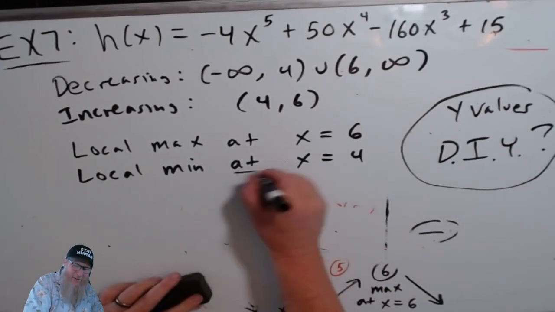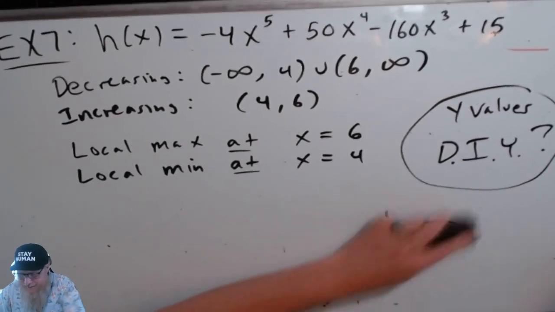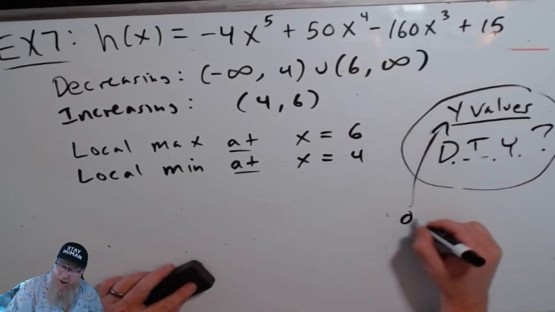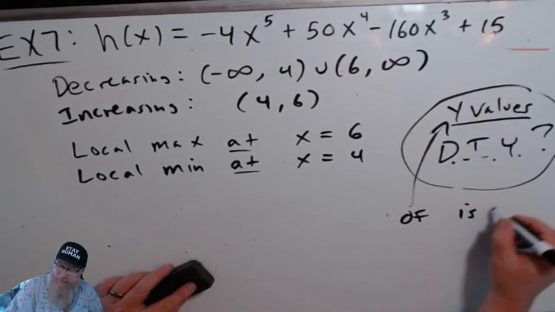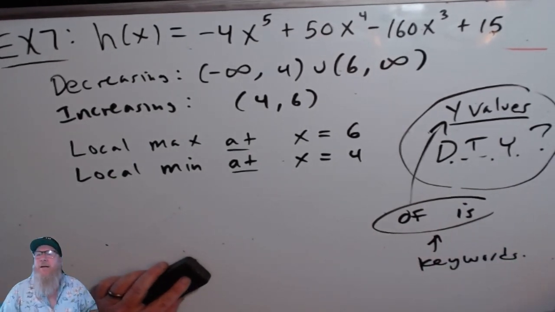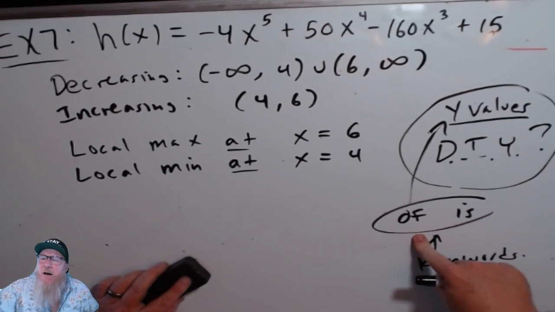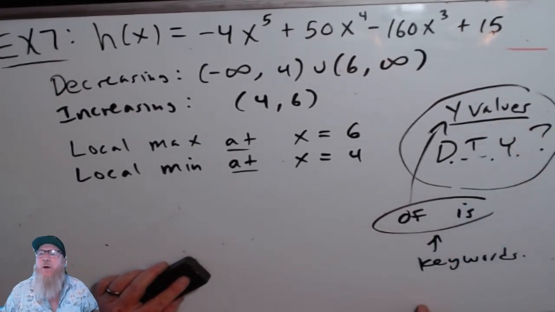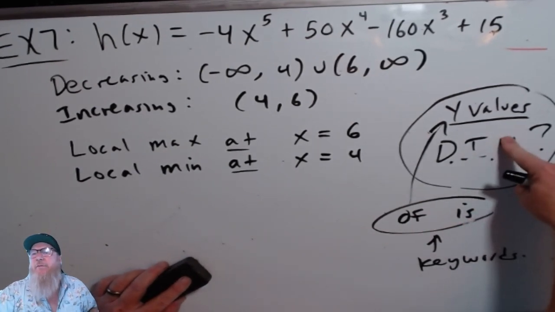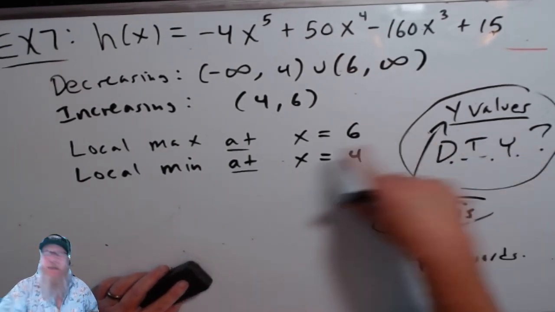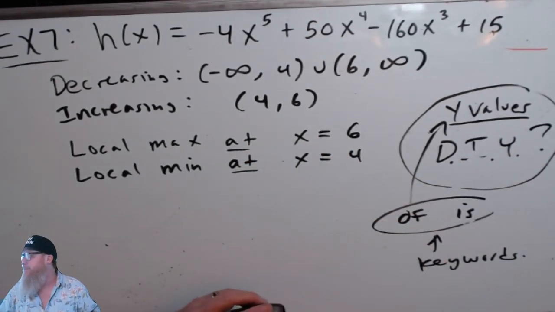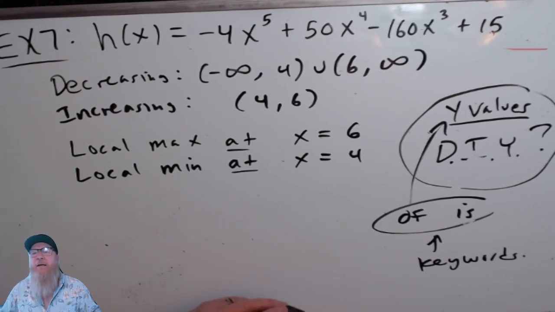The other way to tell is to look for the keyword at. If I want the y values, I would say of or is. So if I say there is a maximum of, well, then I'm asking for the y value. Or if I say the maximum is, then I'm asking for the y value. If I just say at, then I'm only asking for the x value. So of is y, at x.